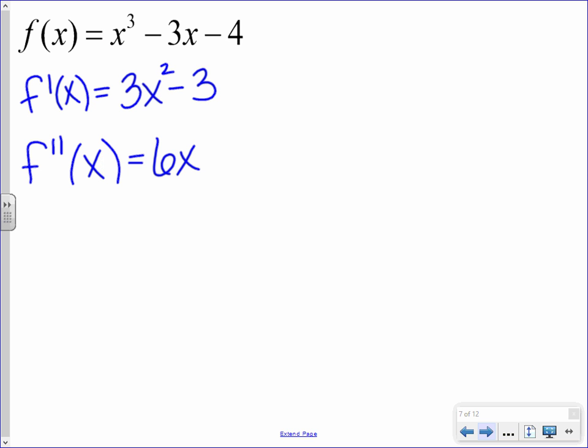Now, only with our first derivative do we find critical points. With our second derivative, we just say we're finding potential points of inflection. And those occur when our second derivative is 0 or undefined. Can our second derivative be undefined? No. So we're only worried about when it's 0, which is at x equals 0.